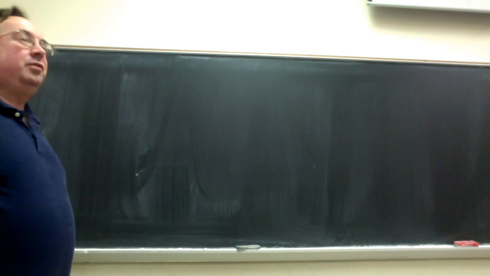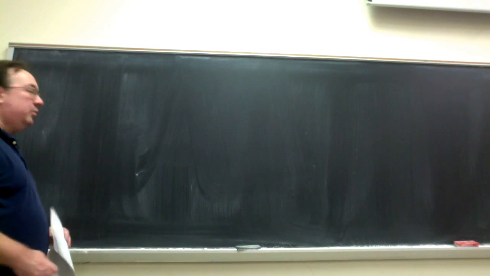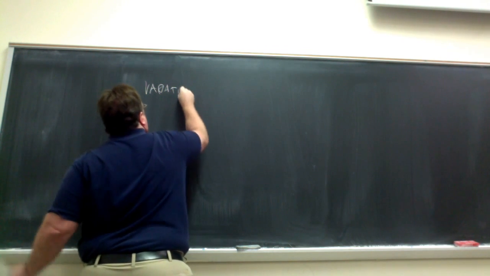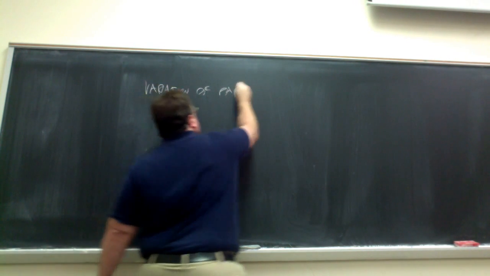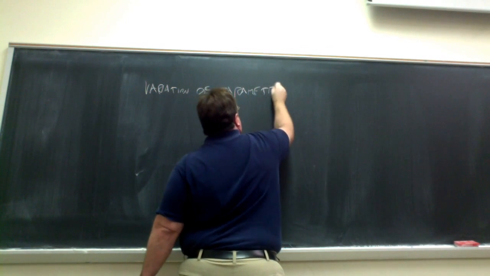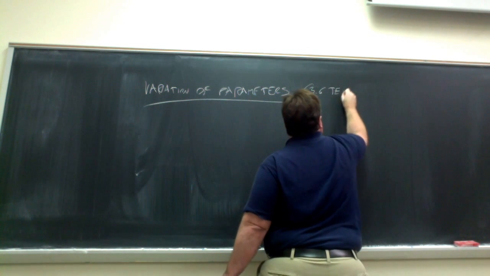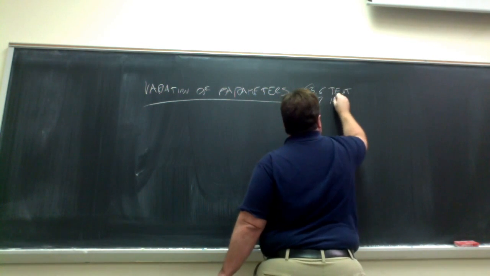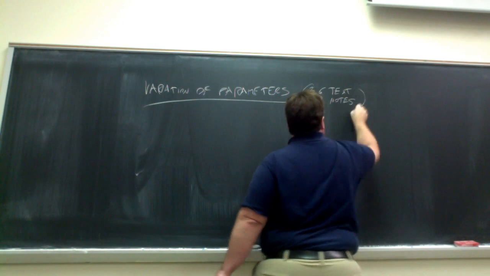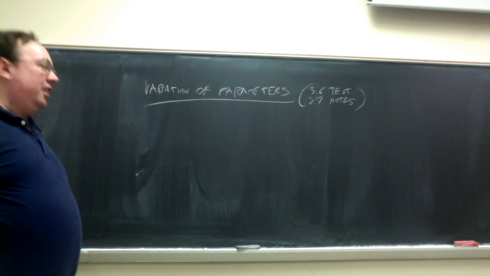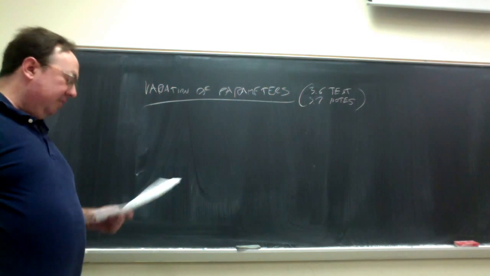Okay, so this week we're going to wrap up what we're covering all week: inhomogeneous equations, variation of parameters. This is 3.6 in the text, 3.7 in the notes. I think after this chapter, the sections in the notes and the text will be aligned.